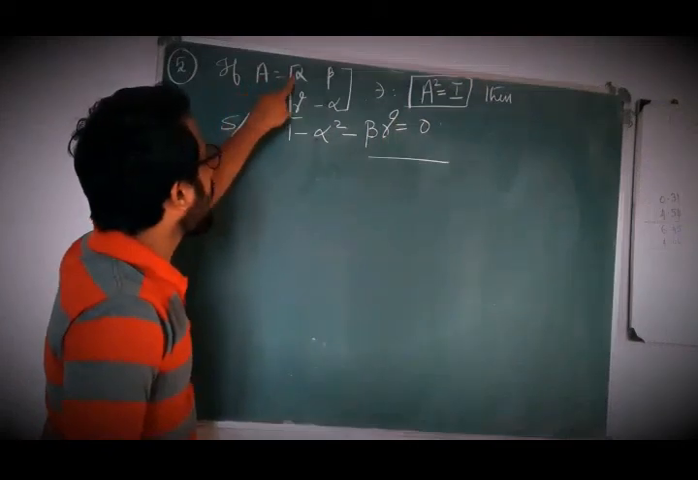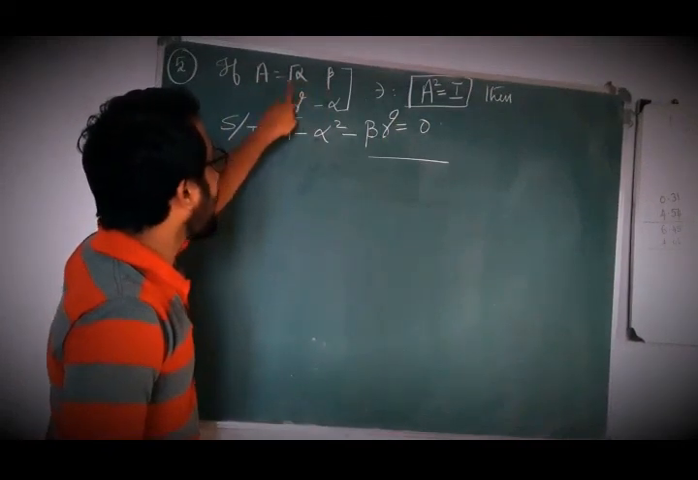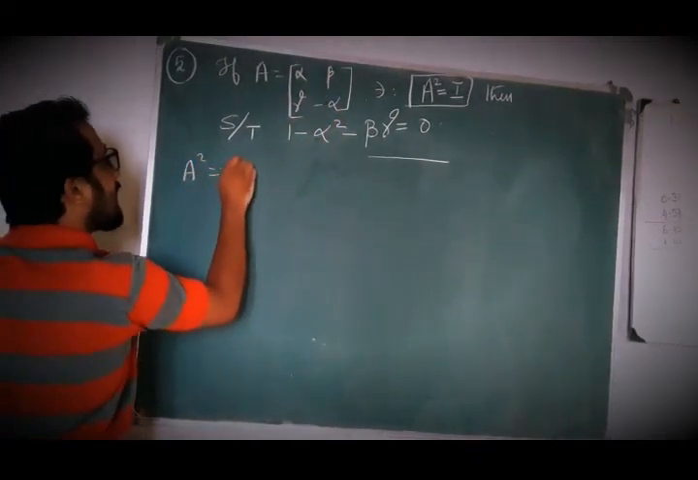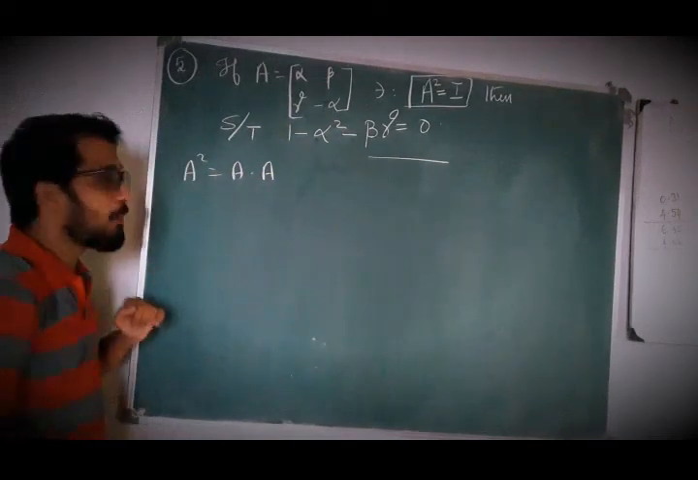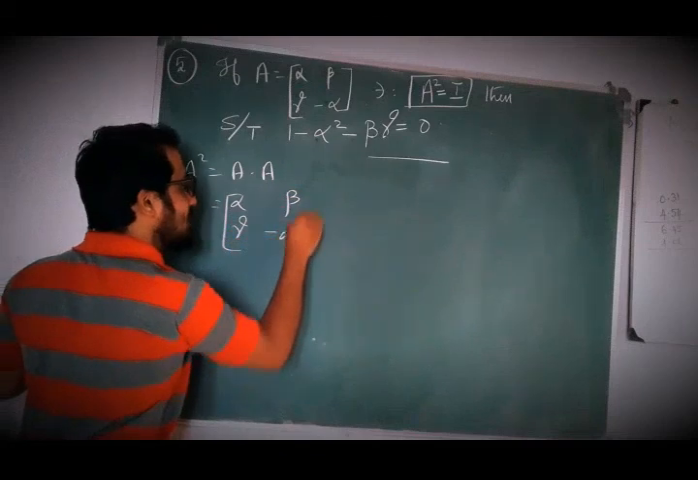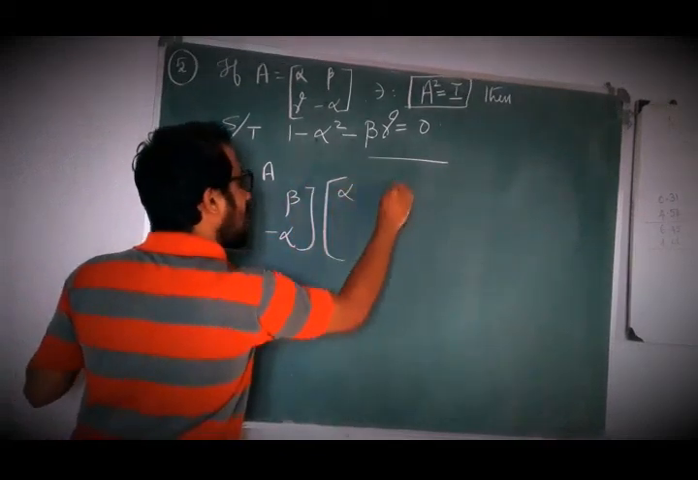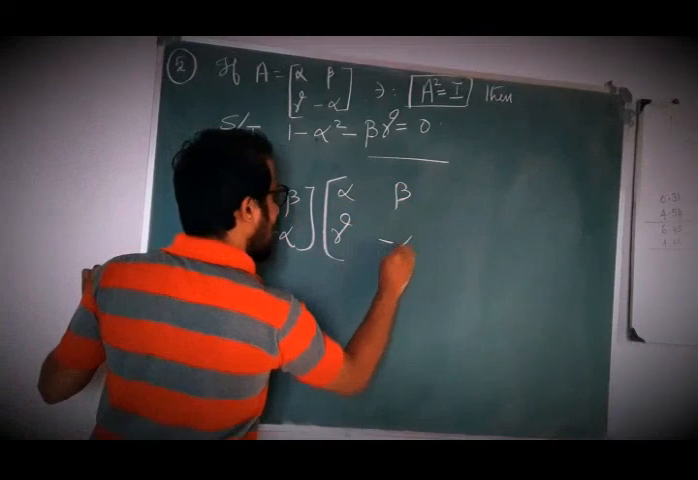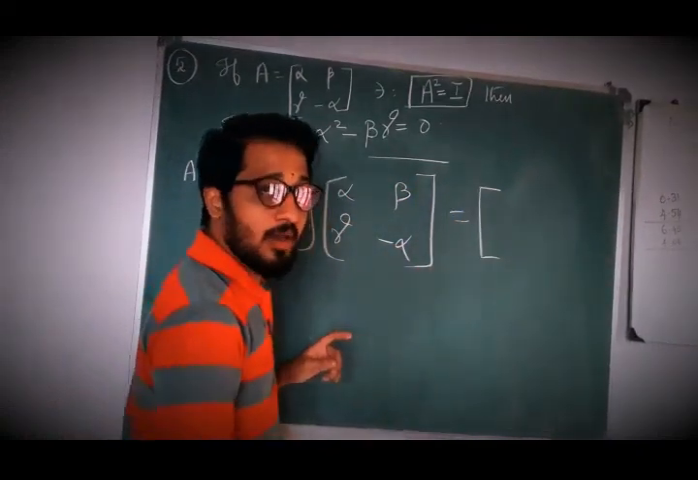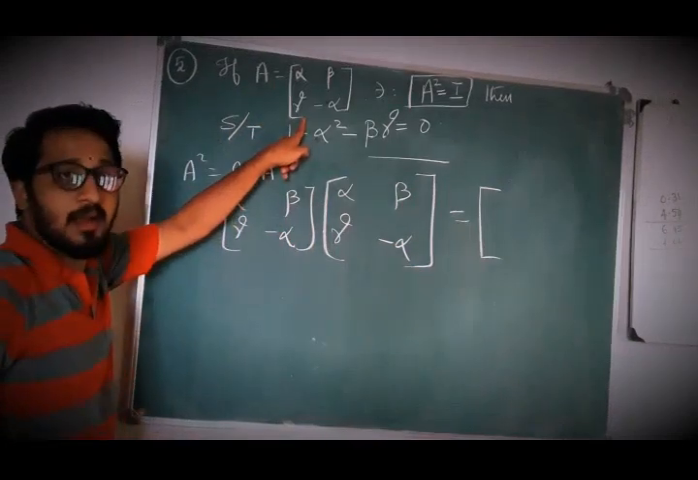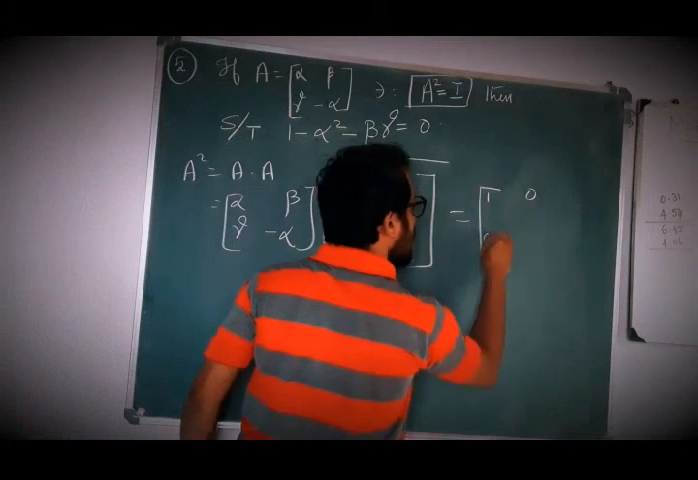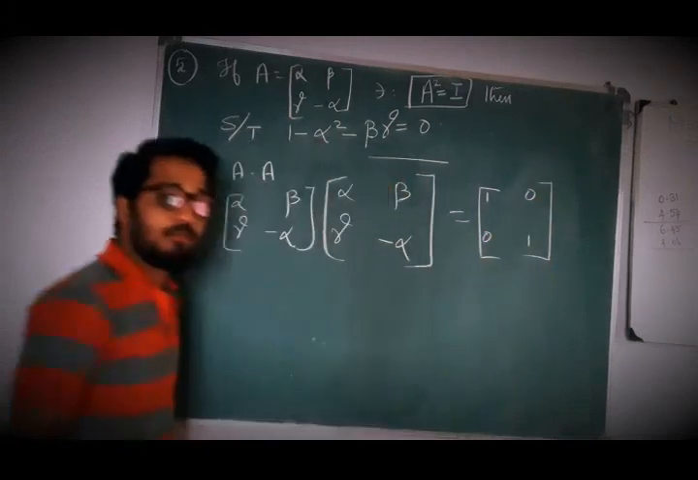We are given A is equal to alpha, beta, gamma, minus alpha. So A square is nothing but A into A, that is matrix multiplication: alpha, beta, gamma, minus alpha into alpha, beta, gamma, minus alpha is equal to, what is the identity matrix of order 2? Since the A matrix is of order 2, I have to take the identity matrix of order 2, 1 0 0 1. Is it clear?